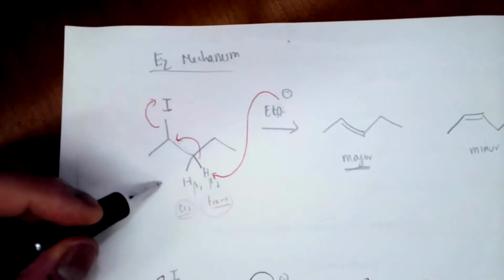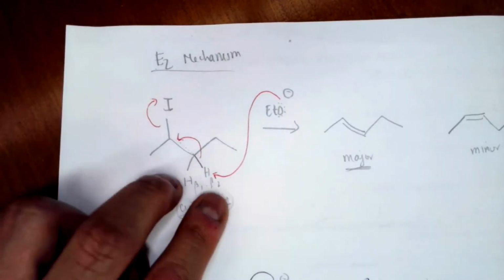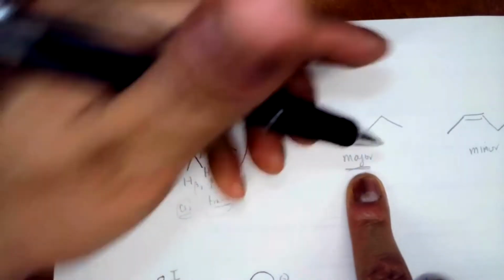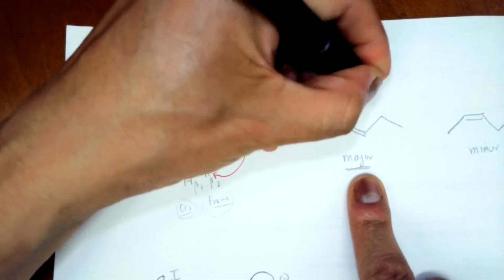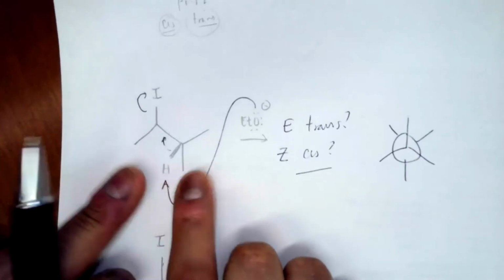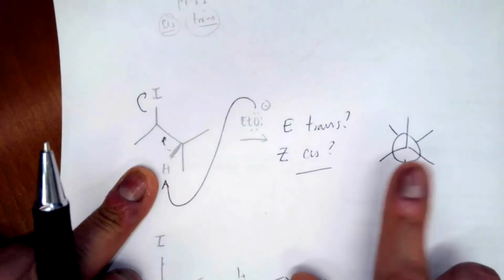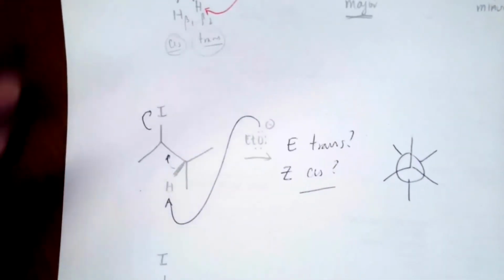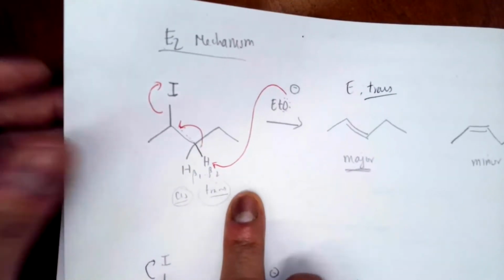If you have two beta hydrogens, that doesn't matter because you know that definitely the E, or trans, is going to be the major product. But if you have one, yes, that one you need to do something else, right? So that's just about the mechanism, but the mechanism is like this.